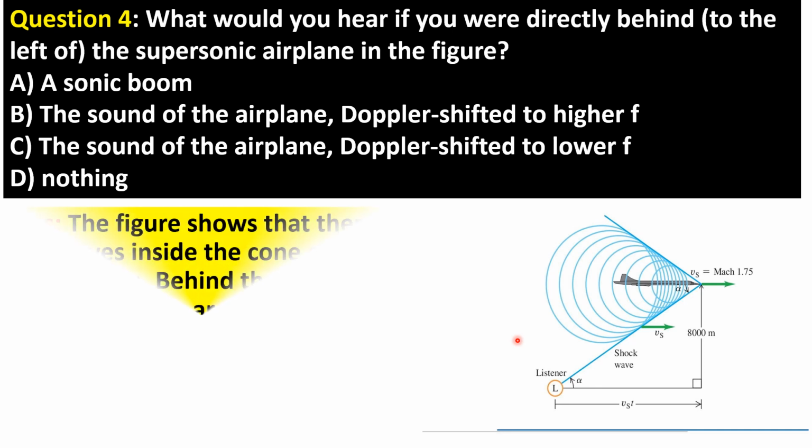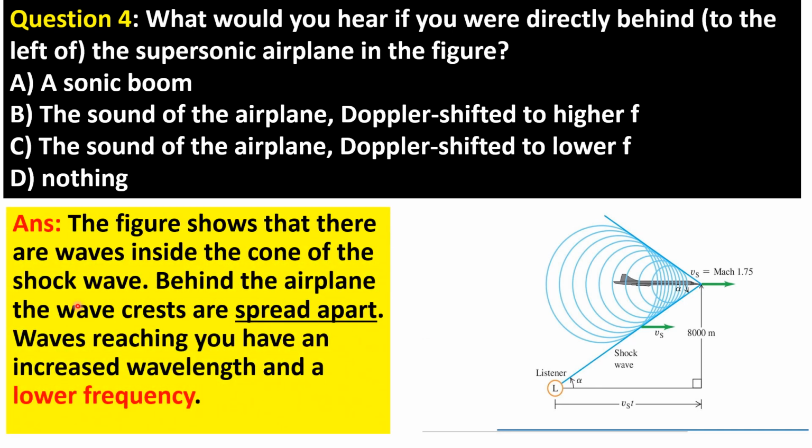All right, so our analysis is this. The figure, as shown, there are waves inside the cone of the shock wave. Imagine those circular wave fronts that form the three-dimensional cone. So behind the airplane, the wave crests are spread apart, as you can see. The distance between the crests is larger as compared to those at this point.